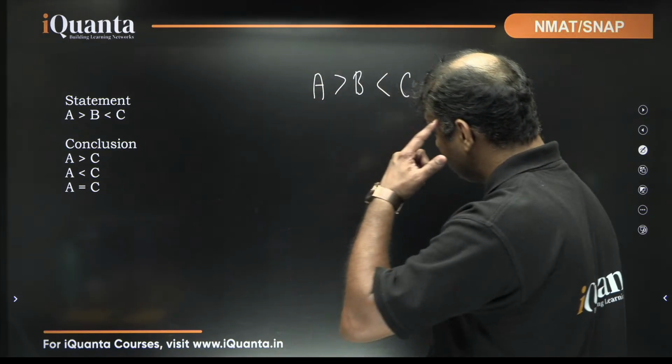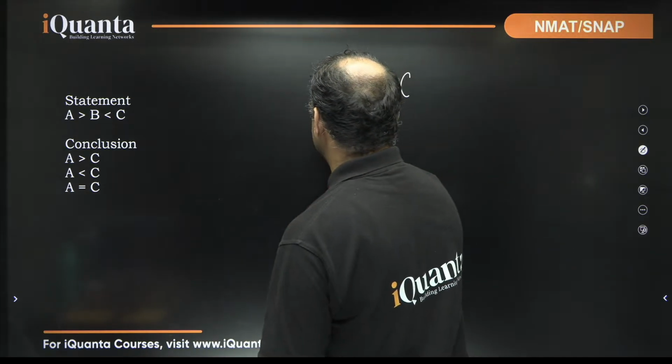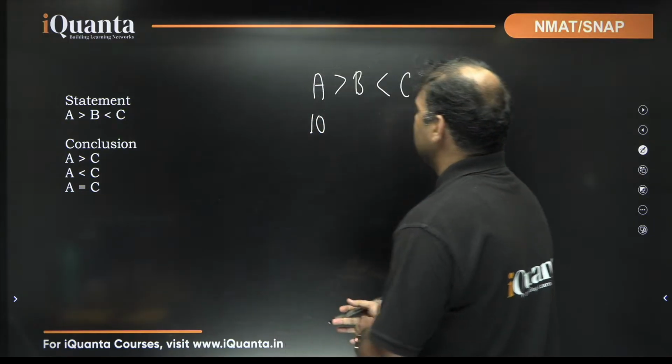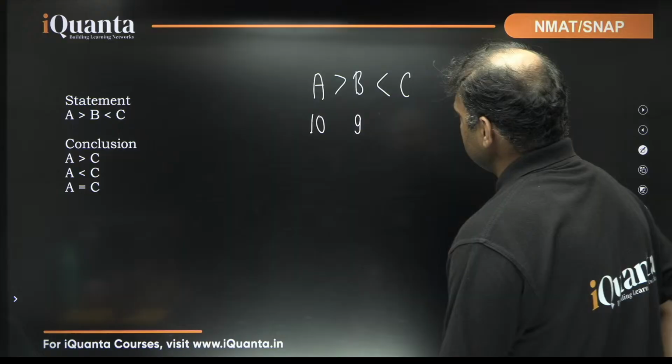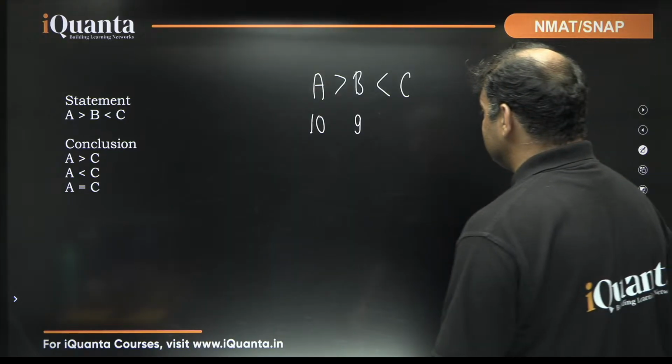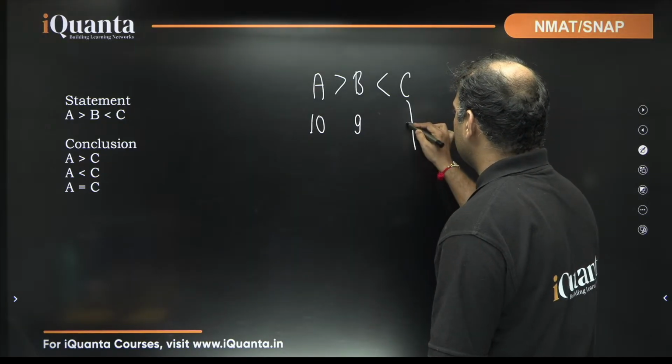Actually, guys, let's take an example: let's say A is 10, A is greater than B, and B is 9, just an example. Then they are saying that B is less than C, right? B is less than C. So guys, here there can be a lot of possibilities.